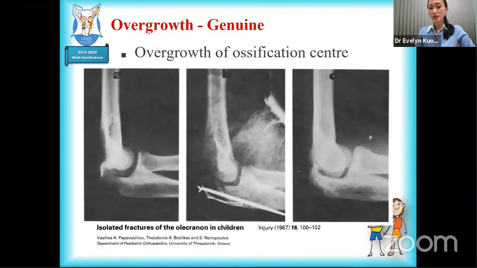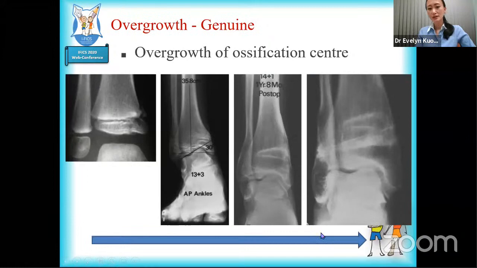And finally, you can get a genuine overgrowth of the ossification center, such as this case report here, where the olecranon overgrew so much it no longer fit into the olecranon fossa, and it caused a reduction in the extension of this elbow. And this is an example from Dr. Peterson's book where the medial malleolus actually overgrew after a malunion and a growth arrest. Even after the osteotomy, the medial malleolus overgrew compared to the other side.